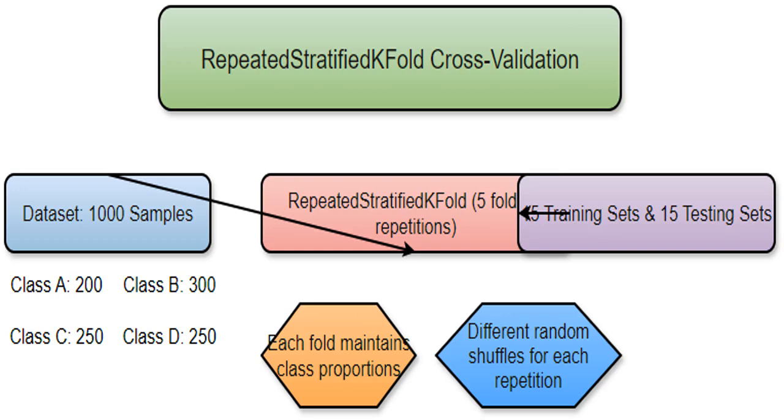The repeated part kicks in here. Each of the 3 repetitions will shuffle the data differently before splitting it into folds. This means that the training and testing sets will vary between repetitions, which helps us get a more stable and realistic picture of model performance by accounting for variability in data.